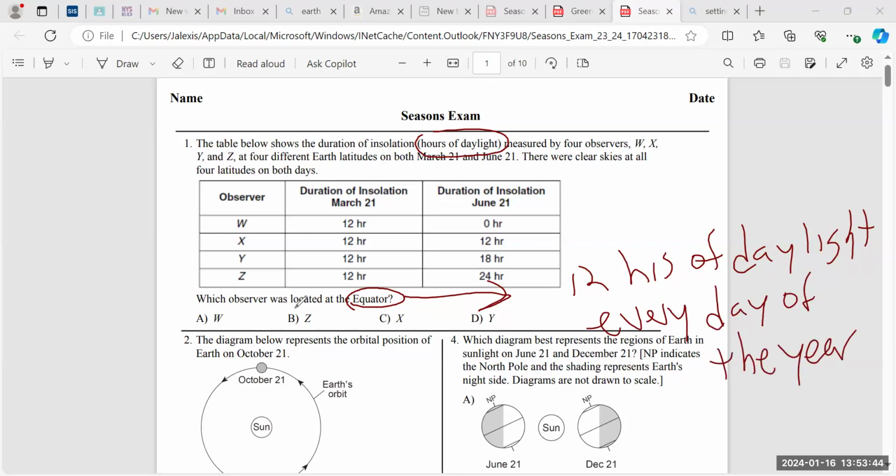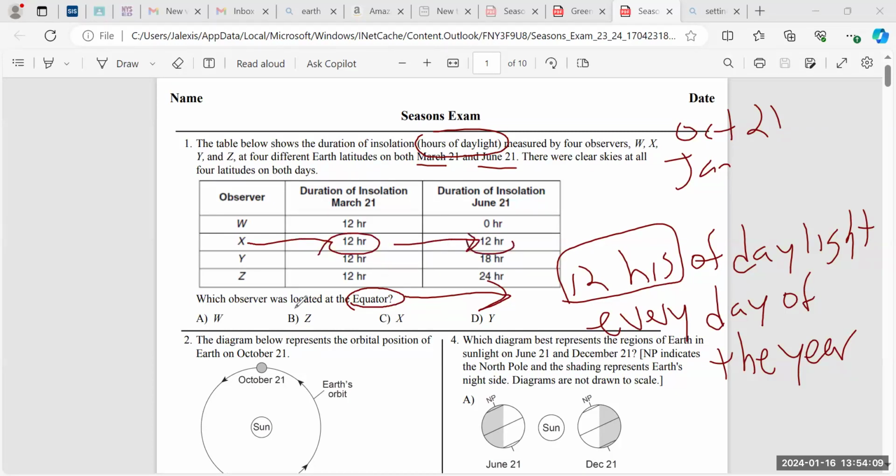So whether it's March 21st, June 21st, October 21st, or January, it doesn't matter what day it is, you will always have 12 hours of daylight every day of the year. And so the option that's going to show me that is observer X, because during March 21st and June 21st, I see that they're both 12 hours of daylight, which is choice 3.